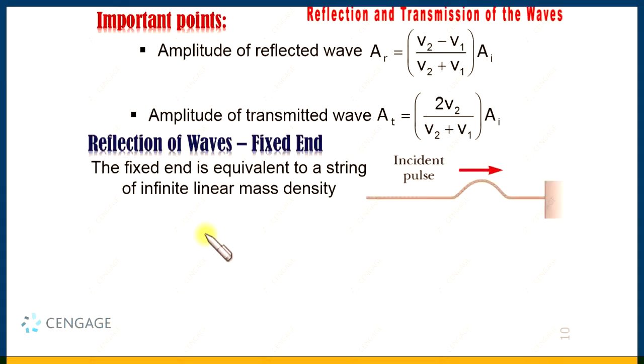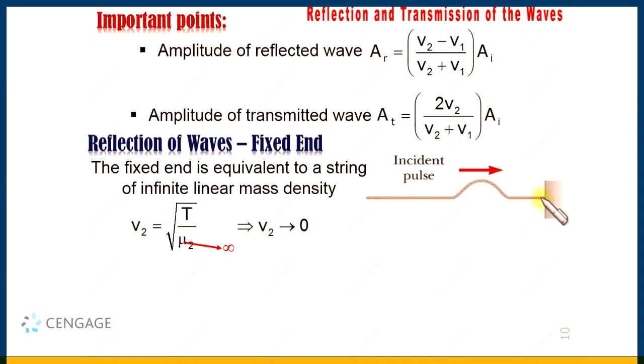So we can write v2 equal to t divided by mu2, and this mu2 tends to infinity, and if this value tends to infinity, that means V2 tends to 0. If you substitute V2 equal to 0 here, you can observe this value will also be 0, and this reflected amplitude will be equal to minus the amplitude of the incident wave. That means if there is no loss of energy, the total energy will reflect back to the same medium.